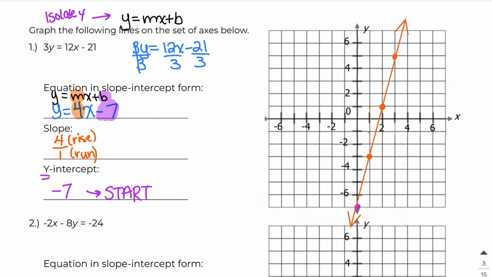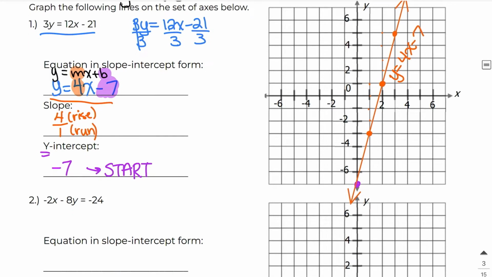And then once you do that, you have to write the equation on the line. So you can either write the original equation, this 3y equals 12x minus 21, or you could write down the isolated equation, which is y equals 4x minus 7. It's up to you, it doesn't matter. Okay, and that's how you do it.